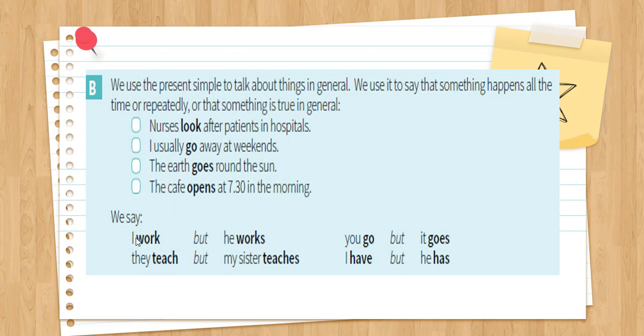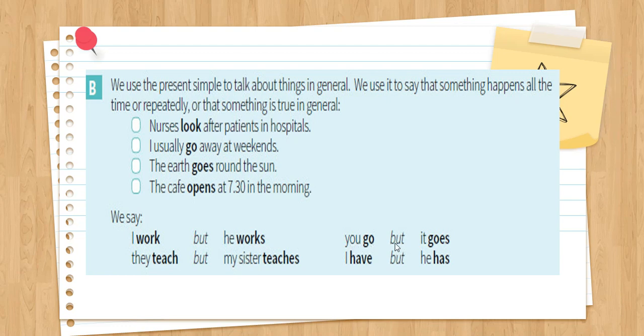We say, I work, but he works. That's what I'm going to explain now, the different rules that we need to apply when using the pronouns he, she, or it, okay? I work, it doesn't change, the verb does not change. But if I use the pronoun he, then the verb needs an extra, it needs an S, okay? Works, he works.